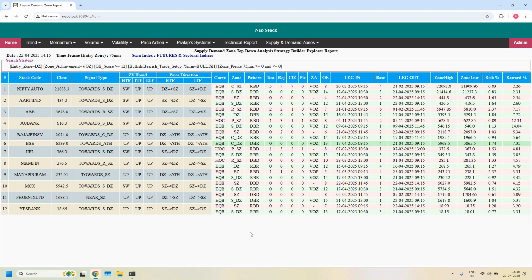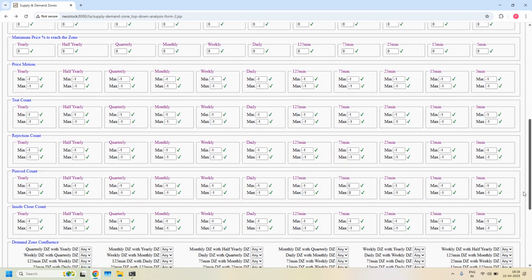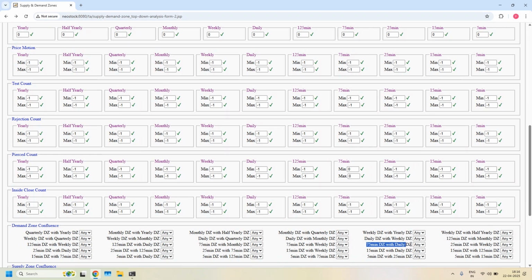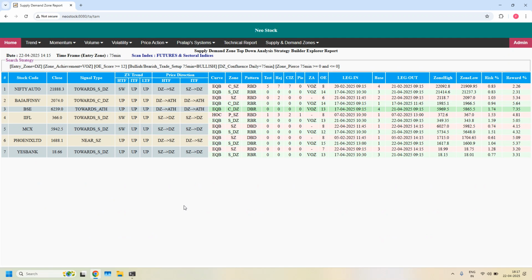So first filter is LTF and ITF demand zone confluence. That is 75 minutes and daily demand zone confluence. I am enabling the filter. With this filter, out of 12, 7 stocks are filtered. In these, 75 minutes demand zones are having overlapped with daily demand zone. And the daily trend is up in all the stocks.